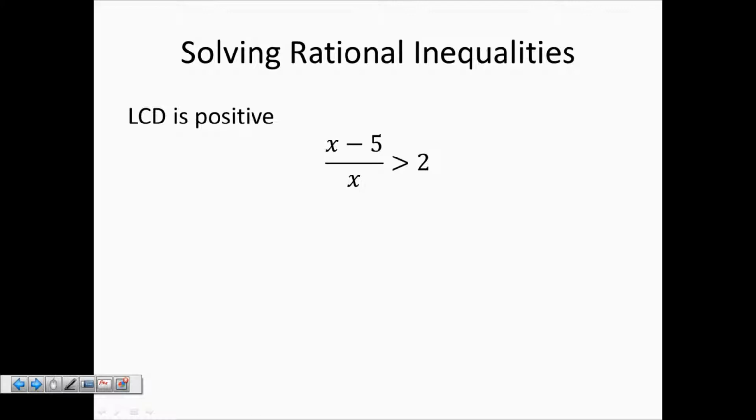The thing that I need to focus on is there's two different possibilities. My x, I don't know what it is. My x, which is the denominator on the bottom, could be positive or it could be negative.